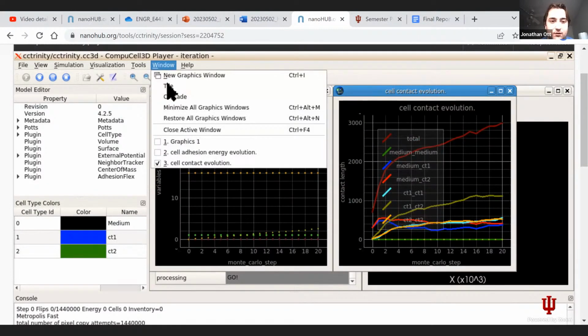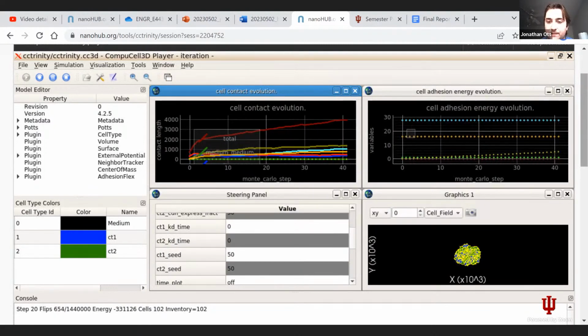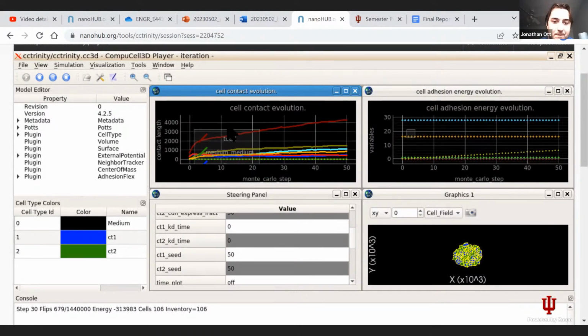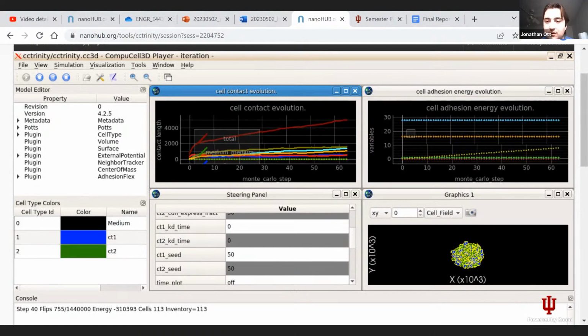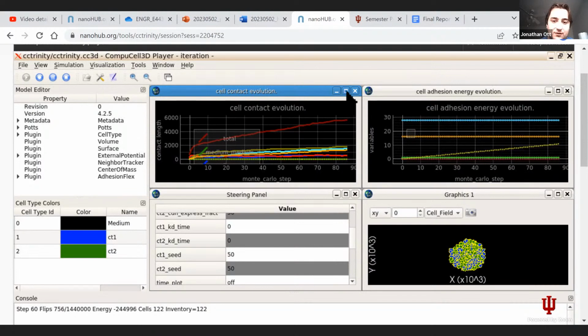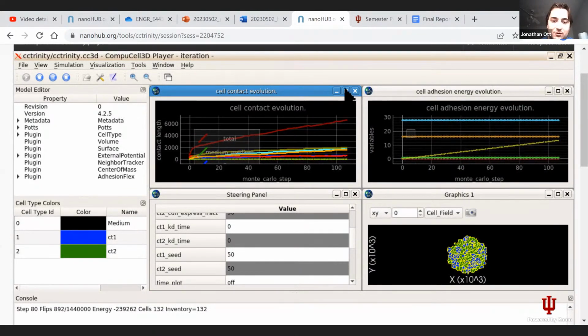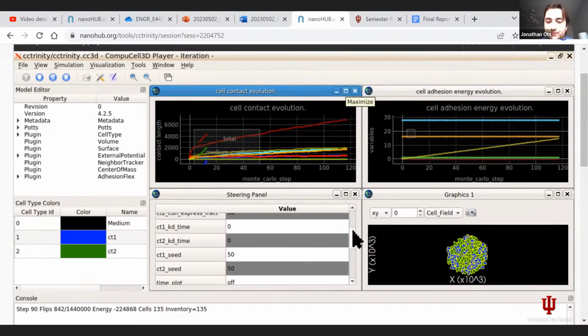To have them stacked all next to each other, you can click on tile and window there again. As you can see, the contacts are changing. The adhesion energy is changing. There's a legend here for cell contact evolution, which is kind of hard to see minimized, but you can click full screen and it'll show you.